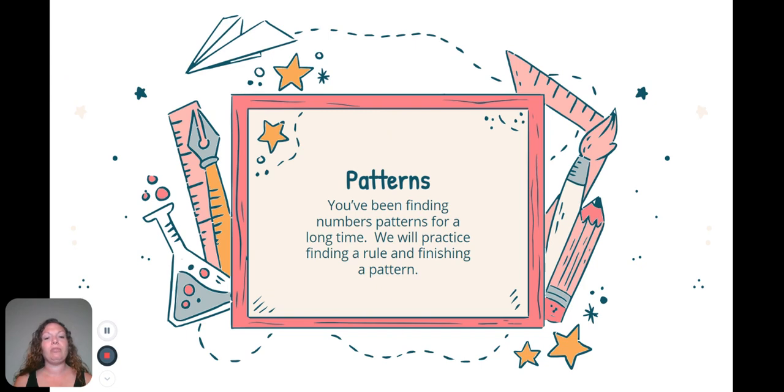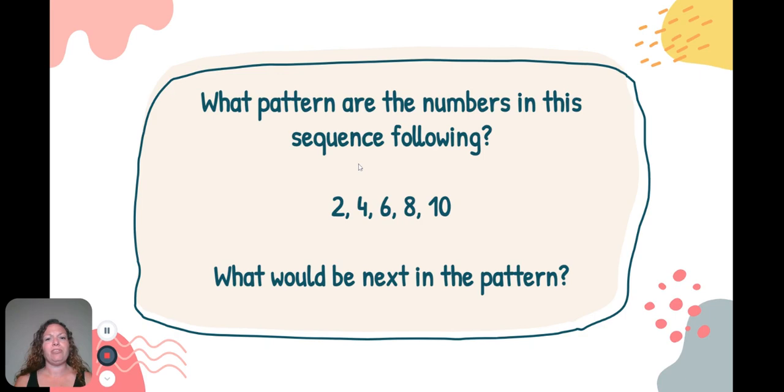So I wrote, you've been finding number patterns for a long time. We will practice finding a rule and then finishing a pattern. So let's try that. What pattern are the numbers in this sequence following? 2, 4, 6, 8, 10. So I want you to think to yourself, it looks like we're counting by twos. And so the next number would be 12.